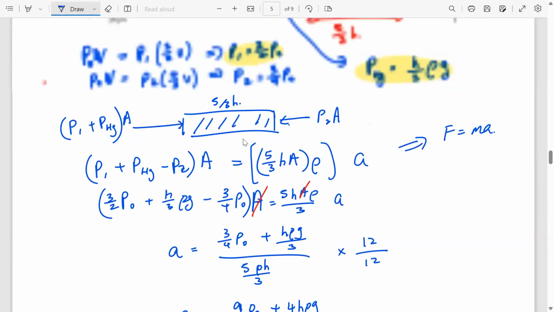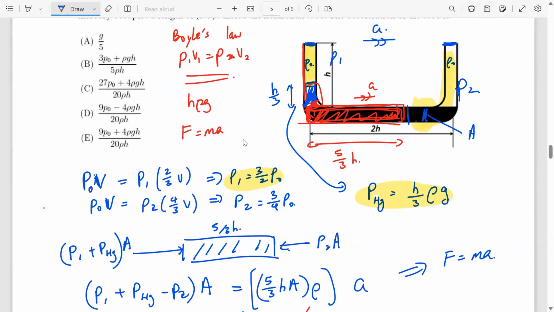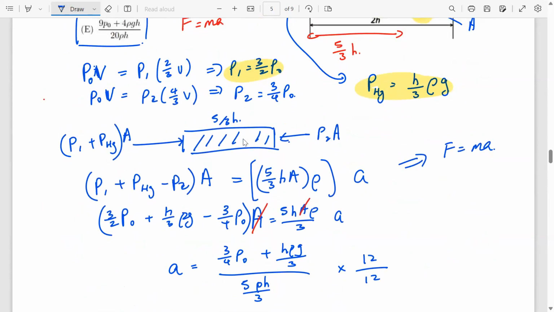So you go back and check. Only answer E fits the answer that we have here. Now we zoom out a little bit.